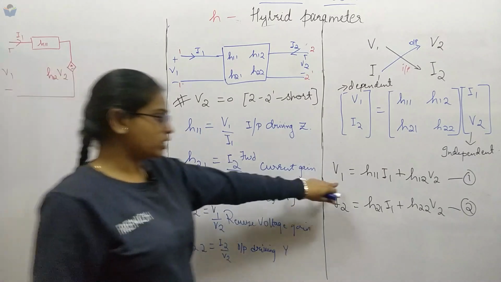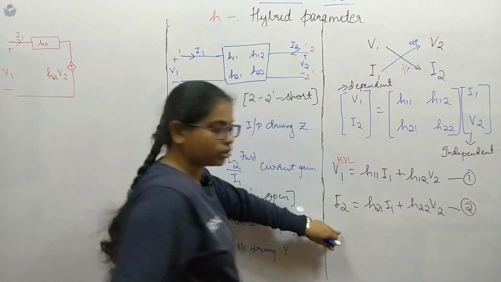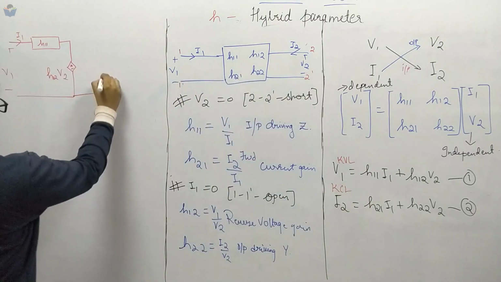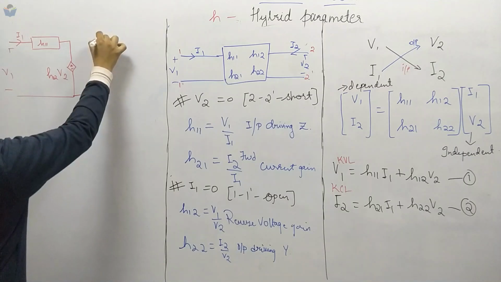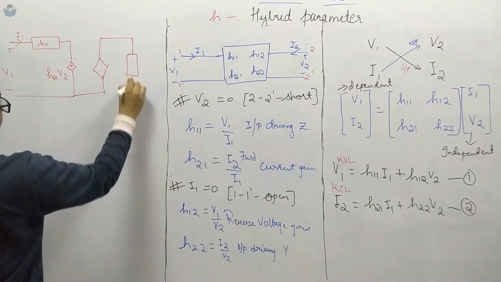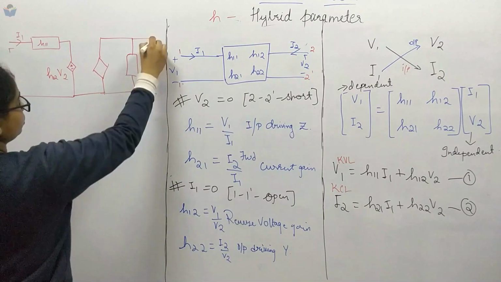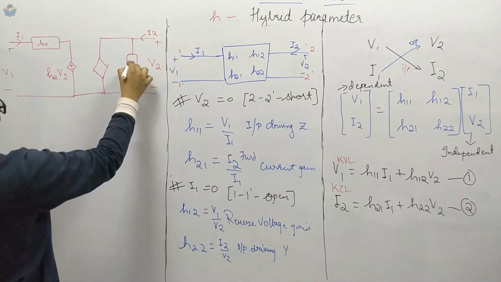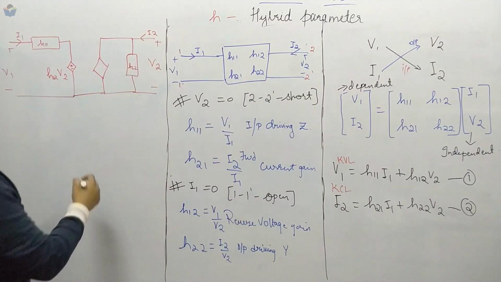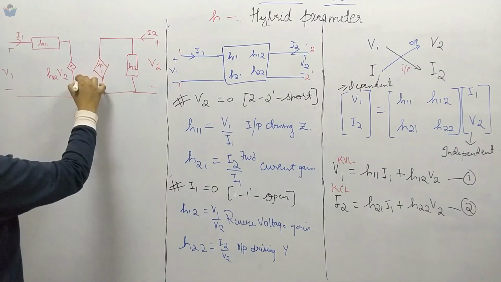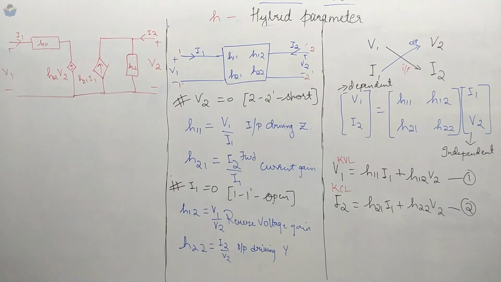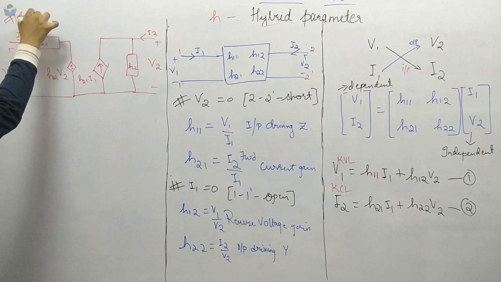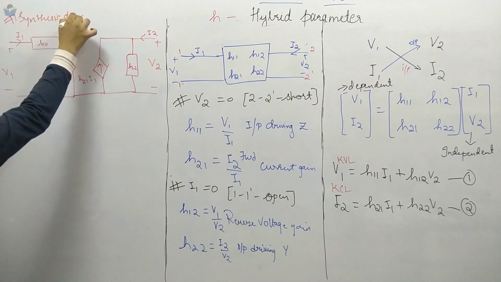So basically for this first equation we are writing KVL, and for the second equation we will use KCL. Okay, so coming over here, you will get something like this for the KCL. So here it is V2, the current is I2. So this parameter will be H22, and this will be the dependent current source H21 I1. Okay, this is the synthesis diagram. You can write here as synthesis diagram for the H parameter.